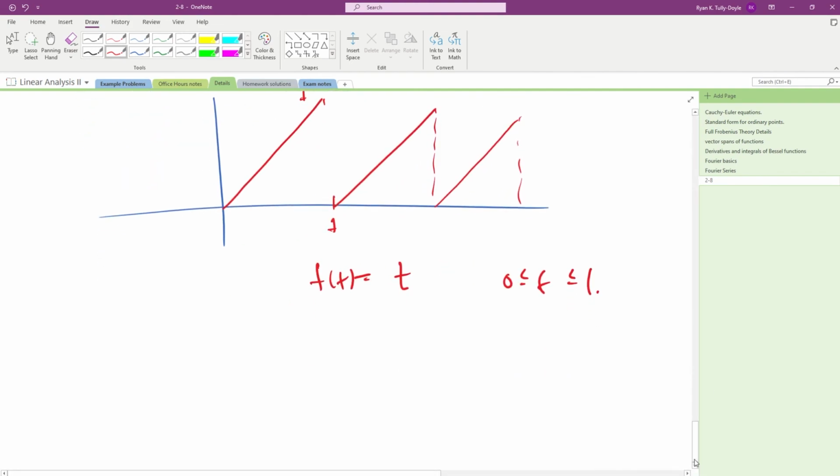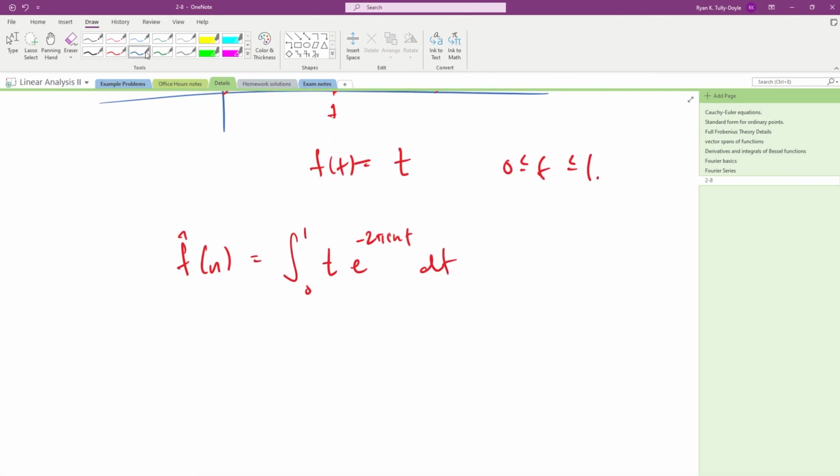So again, as in problems 2 and 3, if we want to compute the Fourier coefficients for this, we could write down that f hat of n is equal to the integral from 0 to 1 of t e^(-2πint) dt. This one's actually easier to do by integration by parts because the table is going to be really short. t, 1, 0 for the u's, and for the dv's, e^(-2πint), -1/(2πin) e^(-2πint).